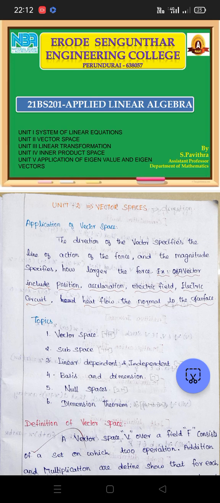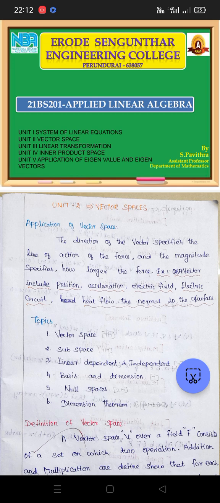We already know that a vector has direction. So the application of vector space is that the direction of a vector specifies the line of action of the force, and the magnitude specifies how large the force is. For example, vectors include position, acceleration, electric field, etc. So next is the topic of vector space.